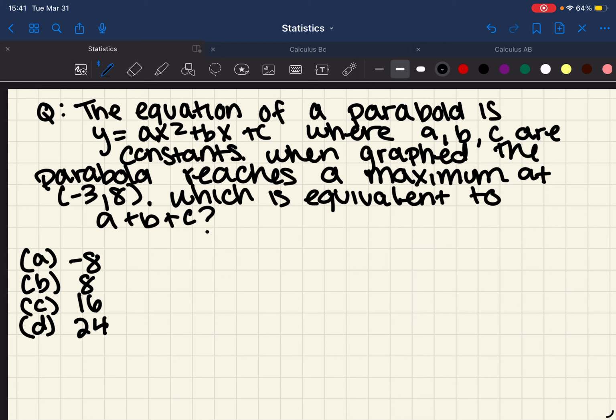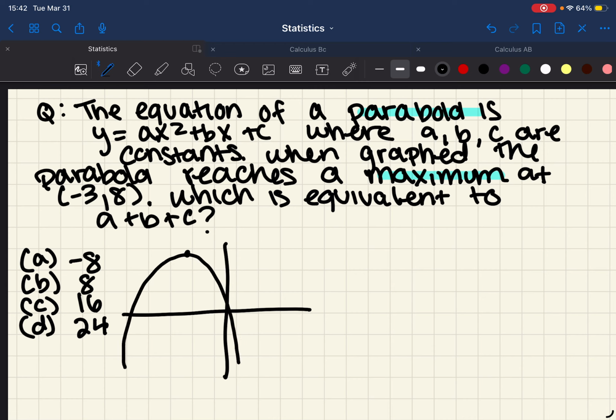So the very first step that I would do is look at the part where it says reaches a maximum, and we also know that this is a parabola. So if we were to graph it, it's going to look like this. Again, rough sketch, I know the maximum is at (-3, 8), so let's say that is right here. We have a parabola that does this. The very top of this parabola is called the vertex.